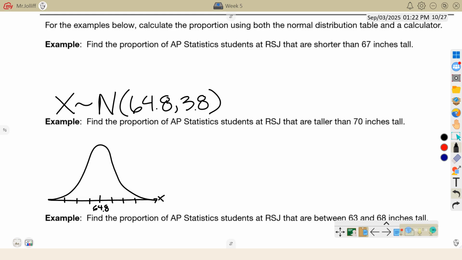I'm going to write our probability statement. And this question is asking us to find the proportion of AP Stat students at Rancho San Juan that are taller than 70 inches. That is what we are asked to find. What else do I need in my picture?